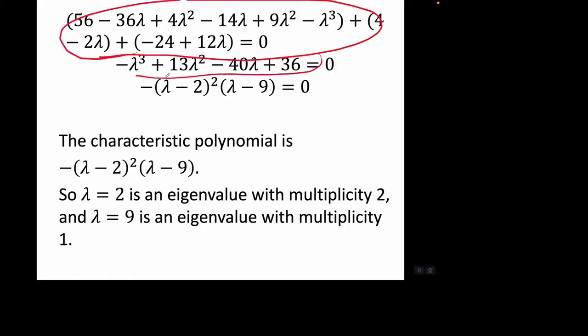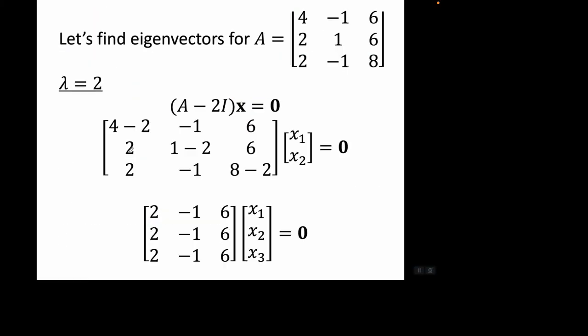Okay, this turns out to be factored as negative (lambda minus 2) squared times (lambda minus 9) equals 0. Therefore, the characteristic polynomial is the opposite of (lambda minus 2) squared times (lambda minus 9). So lambda equals 2 is an eigenvalue with multiplicity 2 since it appears twice here, and lambda equals 9 is an eigenvalue with multiplicity 1.